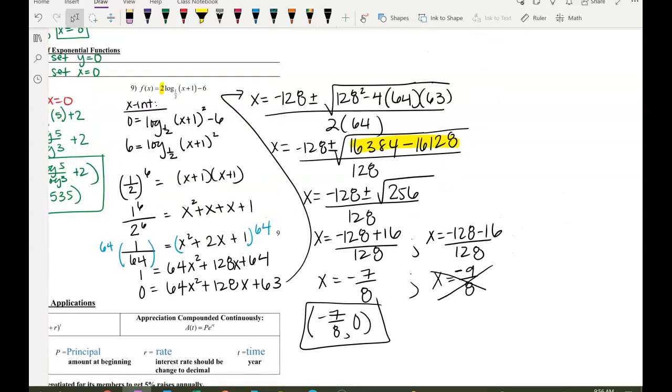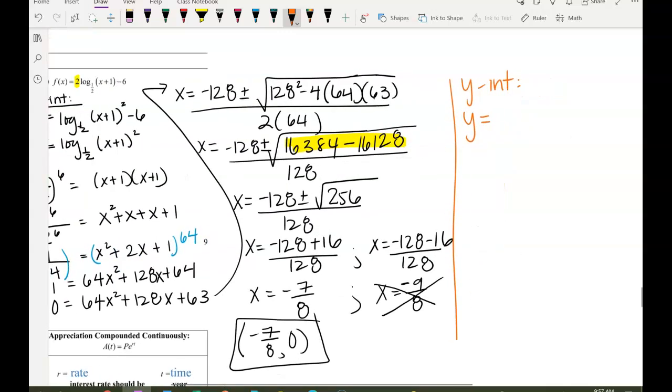Okie dokie. Last one. Y-intercept is the easiest because all we have to do is now put in 0 for x. So y equals 2 times log of a half. What's 0 plus 1? 1. Okay. So now y equals log base half of 1.